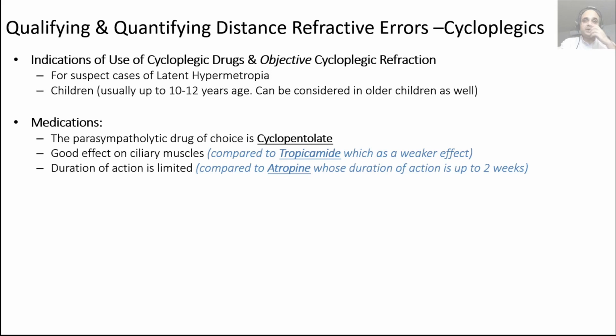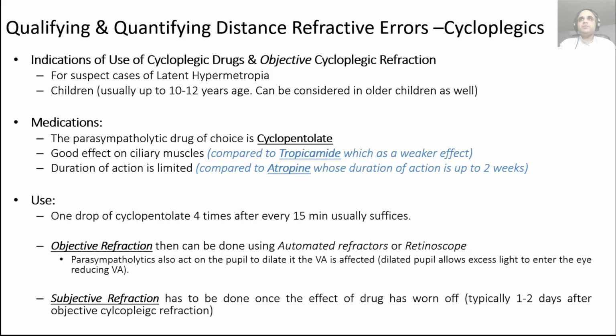As compared to atropine, it has a limited duration of action of about 24 hours. Atropine's action can last up to 2 weeks. So the way to use it is to put 1 drop 4 times every 15 minutes. Do your objective refraction with an automated refractor or retinoscope.